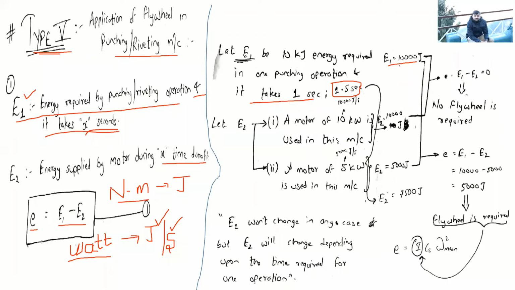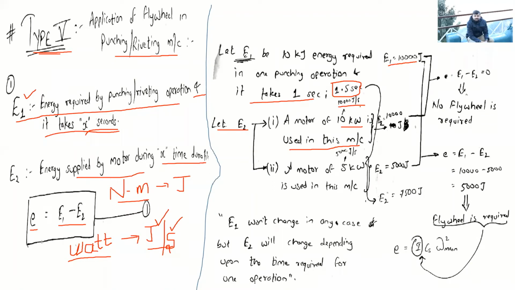So this is the energy required: 10,000 joules of energy is required for one punching operation, and that punching operation takes 1 second of time. Now, E2 is the energy supplied by the motor, so it will depend on what rating of motor we are using. Let's say we have a 10 kilowatt motor used in this machine. 10 kilowatt means 10,000 watts, and 1 watt is joule per second, so 10,000 joules per second of energy is supplied to us.